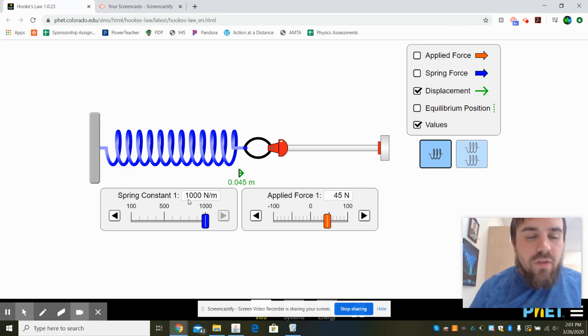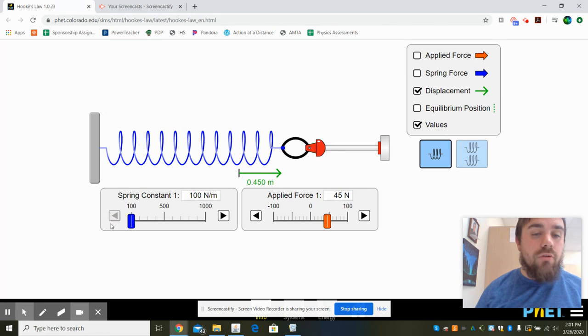So therefore, if the spring constant is 1,000 newtons per meter, it's going to take 1,000 newtons of force to displace that spring by 1 meter. Whereas if it's 100 newtons per meter, it's only going to take 100 newtons to displace it 1 meter. So basically, the thicker the spring, the higher the spring constant, and that's going to be harder to get to actually displace from the spring value. So that is the line.